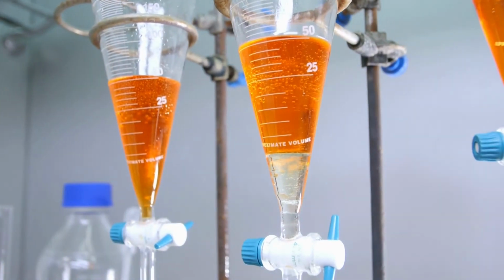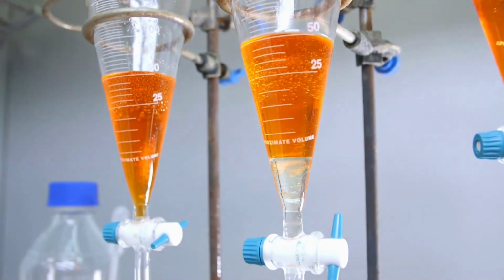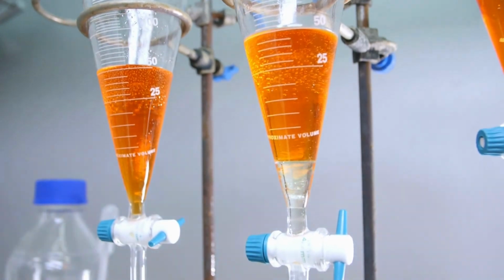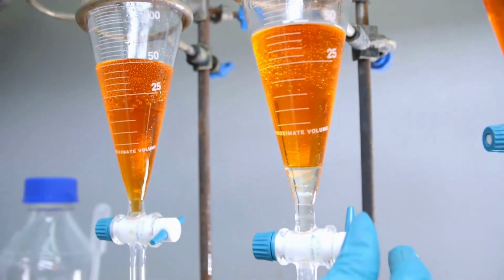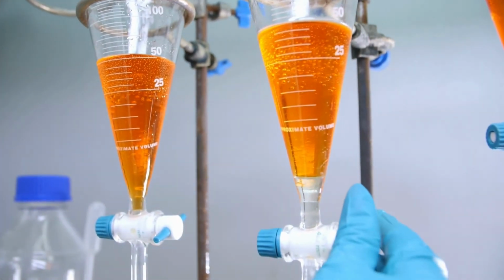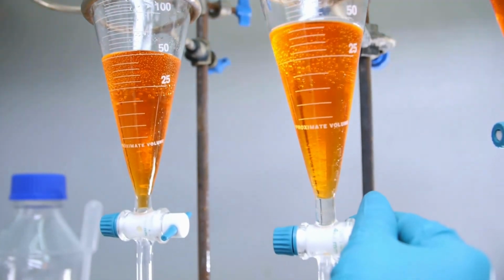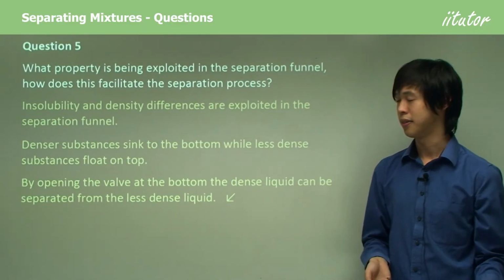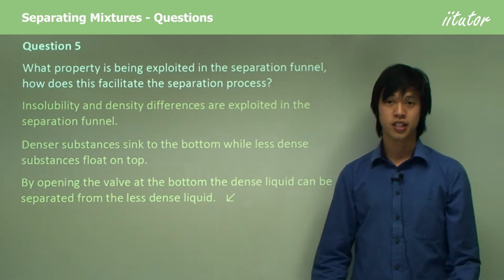So when you close the valve, you stop the less dense liquid flowing through the funnel. So you open the valve to let the dense liquid out, and then when you see that the less dense liquid is about to start going through the funnel, you close the valve and stop it, and then you've separated the two liquids. So that concludes today's lesson on separating mixtures.